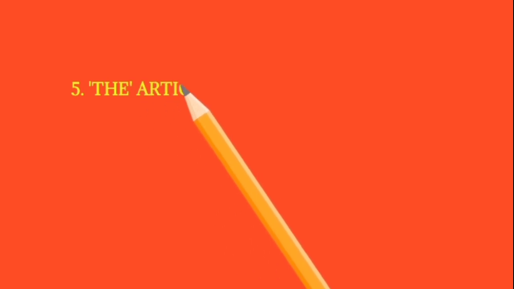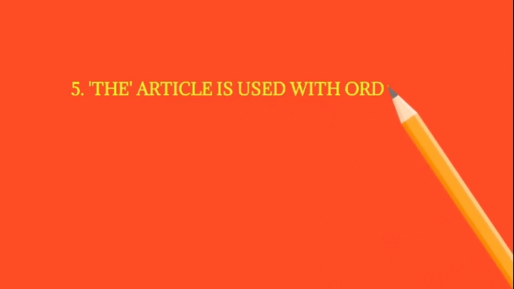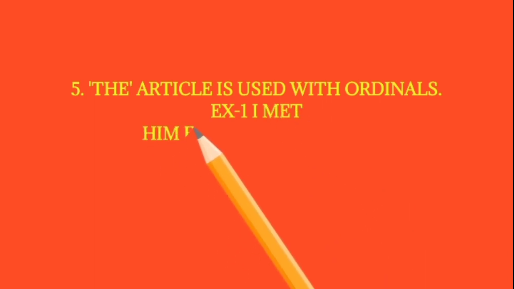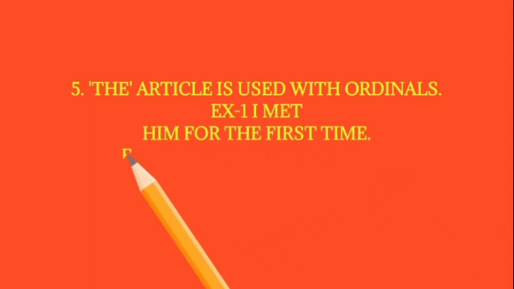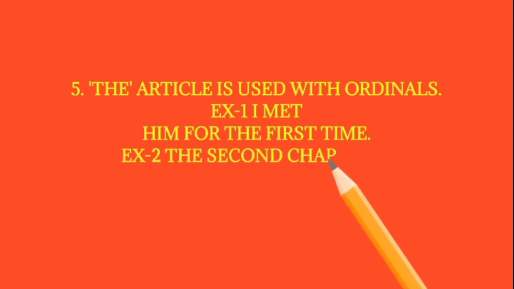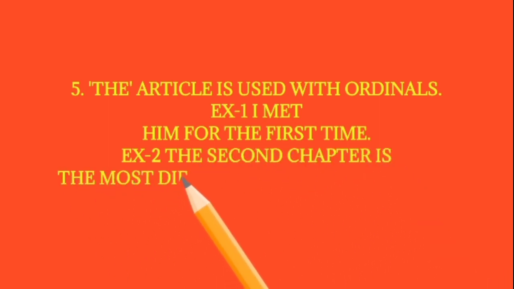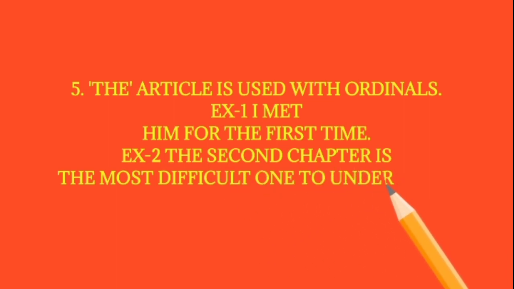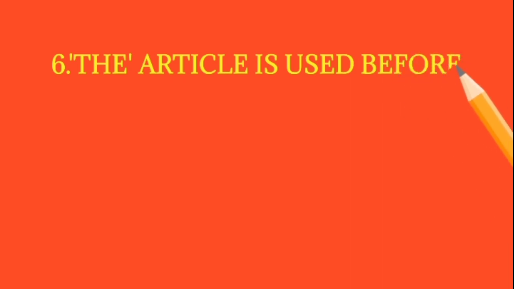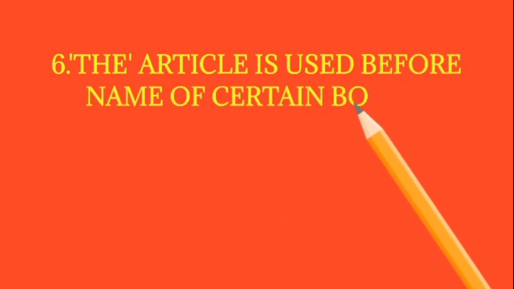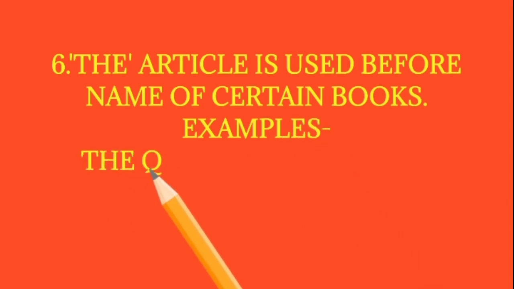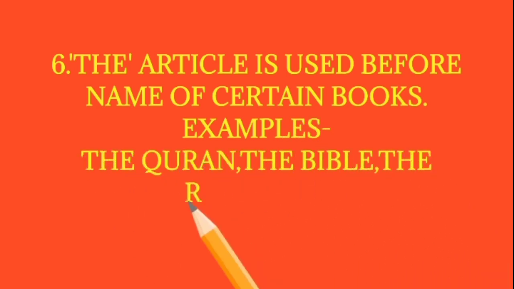Next use of the article. It is used with ordinals. Ordinal means number. For example, I met him for the first time. First is a number here. Second example, the second chapter is the most difficult one to understand. Here second is an ordinal. The article is used before the names of certain books. For example, the Quran, the Bible, the Ramayana.